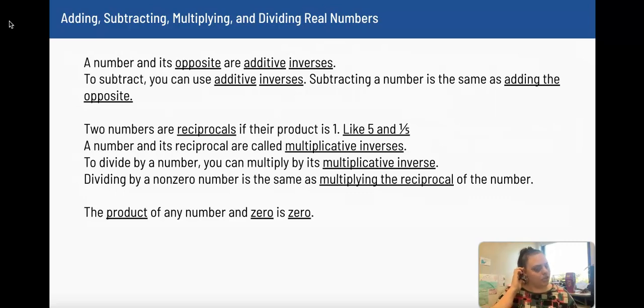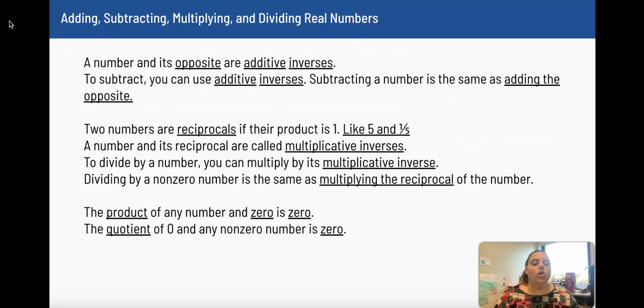Lastly, we have some rules around 0. The product of any number and 0 is 0. The quotient of 0 and any non-zero number is 0. However, division by 0 is undefined.